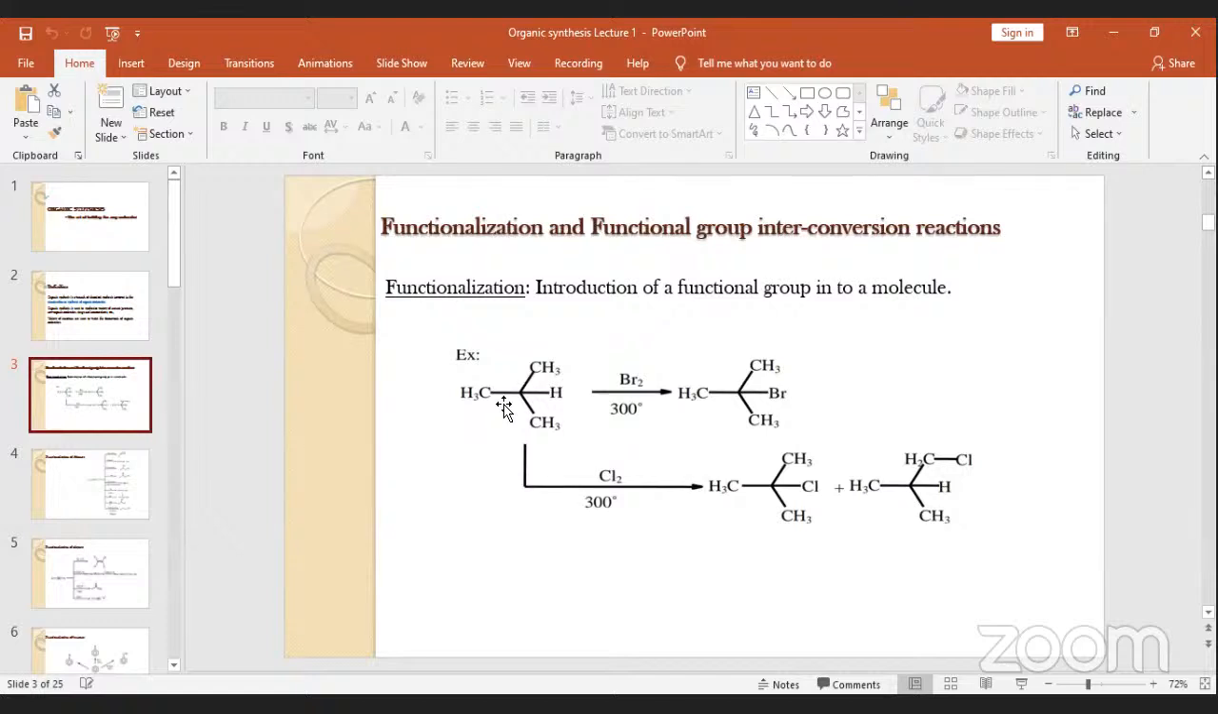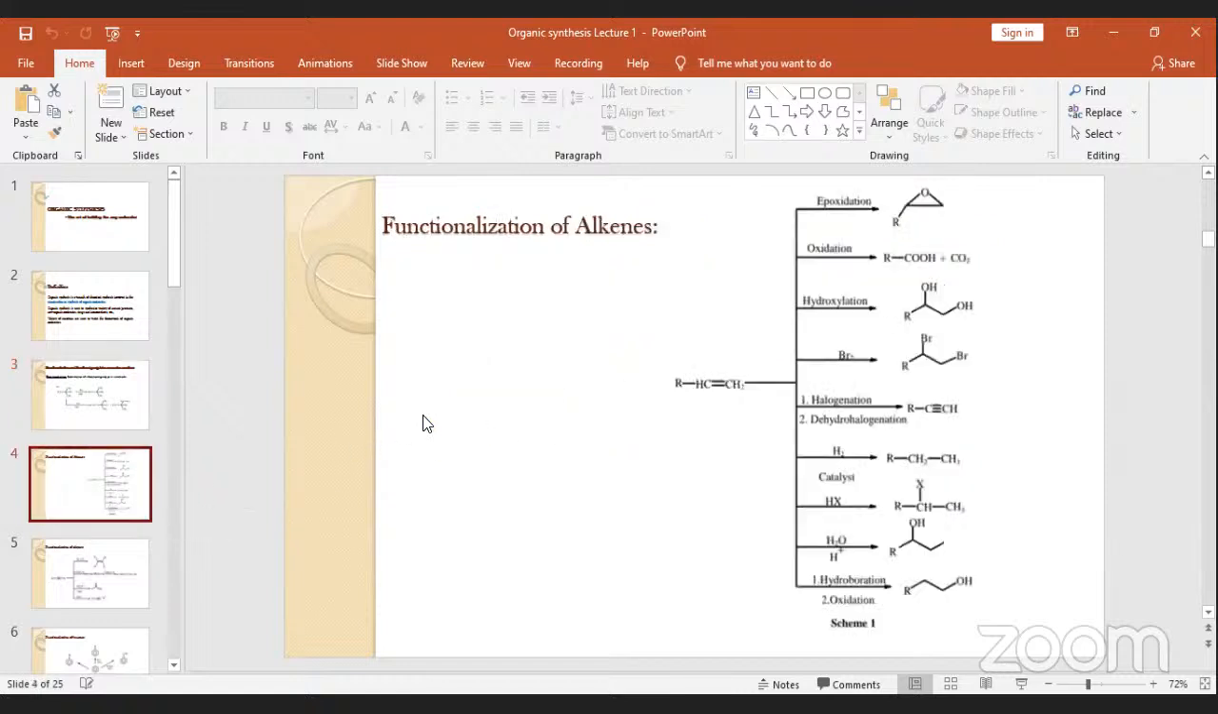So let me briefly explain the functionalization of alkanes. It's very difficult to functionalize alkanes because they're quite inert, and only a few reactions are used, that is halogenation of alkanes, to synthesize some halo derivatives. Functionalization of alkenes: this involves various reactions, and all these are very useful in organic synthesis. Why? Because alkenes can be made very easily in a chemical laboratory, and many of them are available from different sources, and many of them are commercially available also.